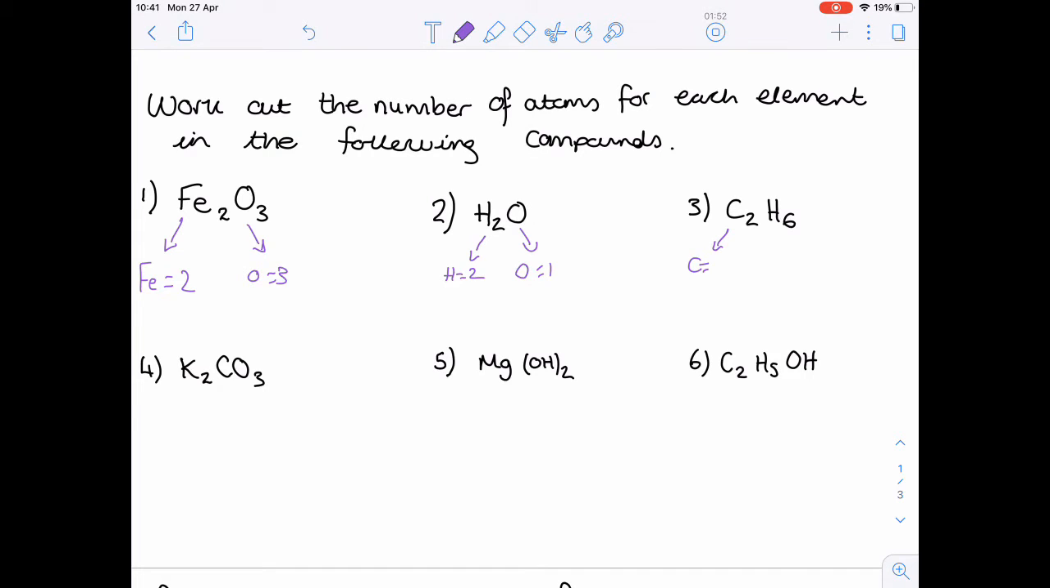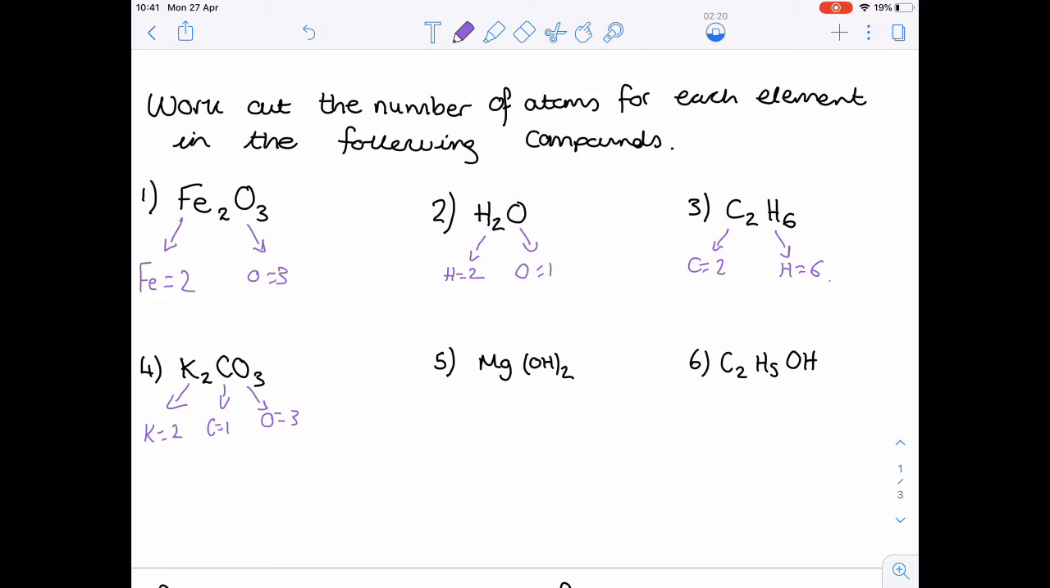C equals 2 because there's a little 2 after it. H equals 6 because there's a little 6 after it. No number in front, remember. Question 4, there's no number in front of this compound, so it's just the numbers after each element. K is going to equal 2. Then we've got C equals 1 and O is going to equal 3.